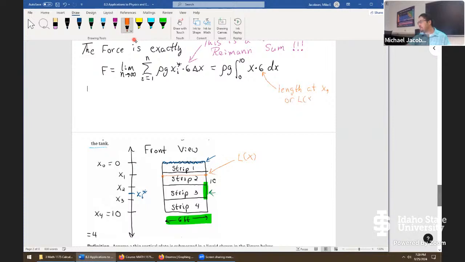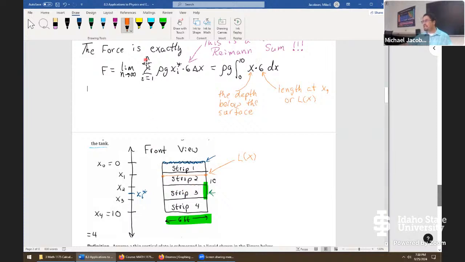This problem wasn't so bad because wherever x is, the length is always 6 feet because we're dealing with a rectangle. We'll see how it changes in a harder problem later. Then the value for x here, this is always going to be the depth below the surface. So these always come together in that kind of way.